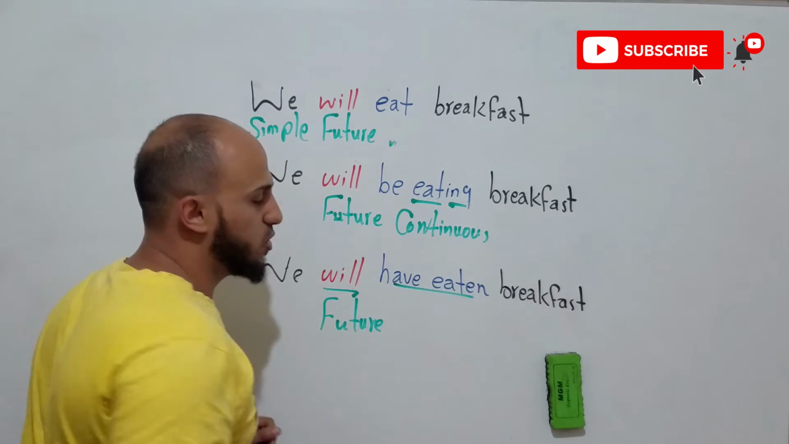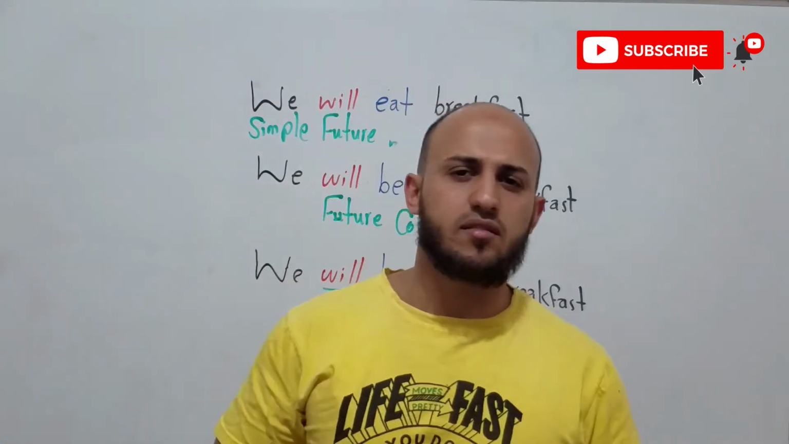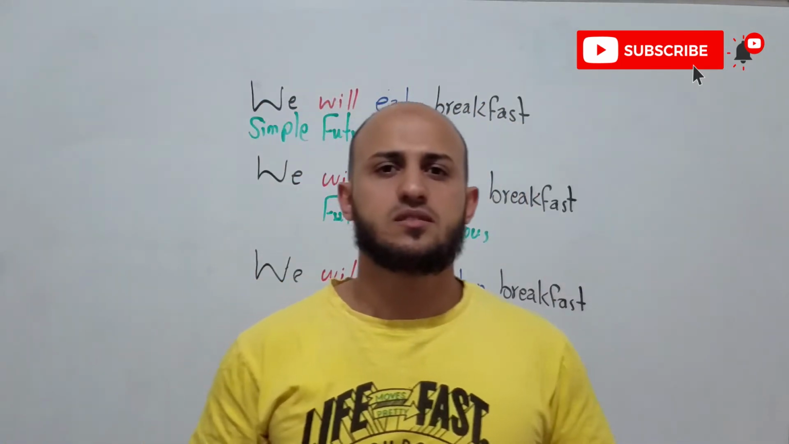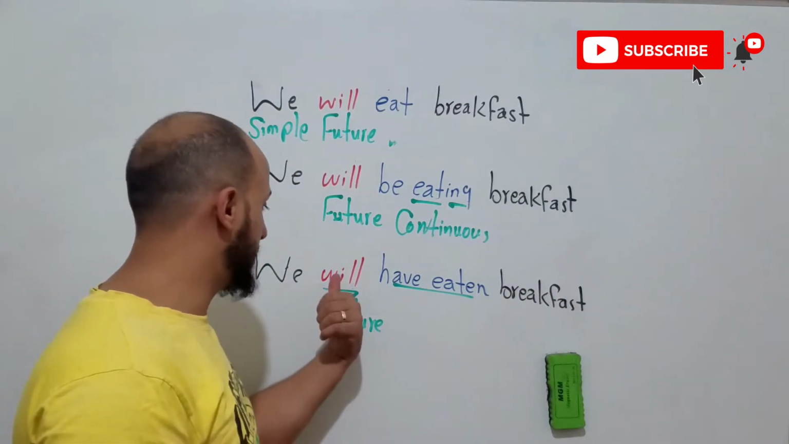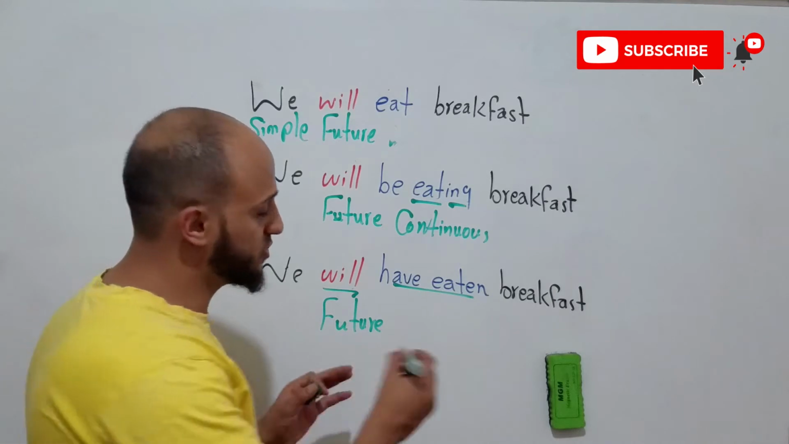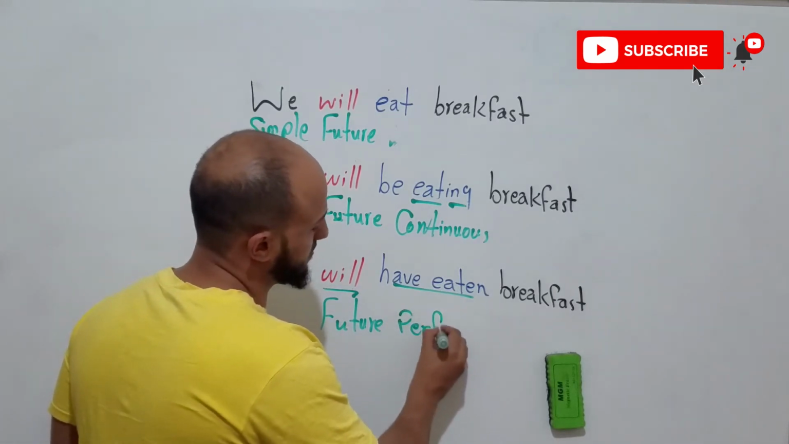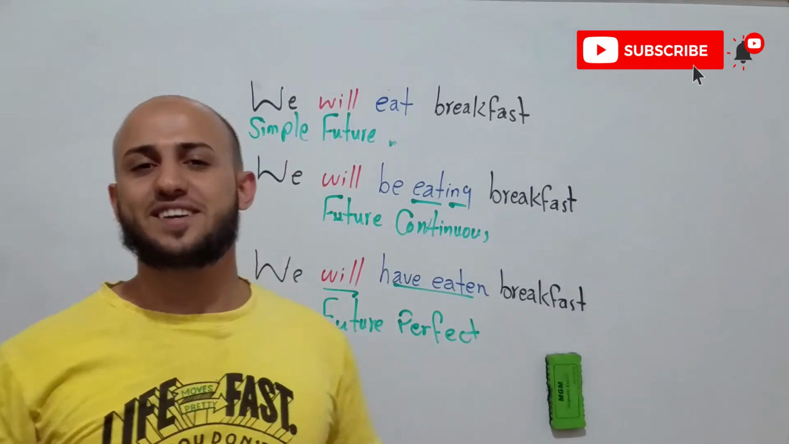Have eaten. What does have eaten remind you of? Like the tense, it is present perfect. But here we will not say present. Why? Because we have will. It is future. So future what? Perfect. Future perfect. Good.